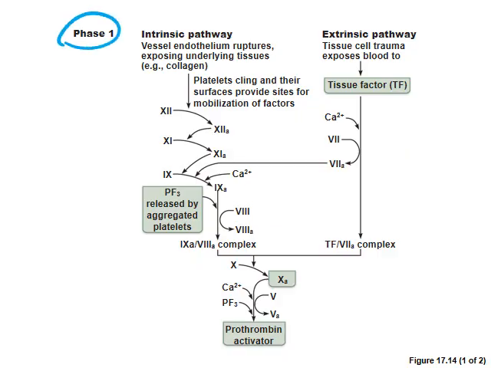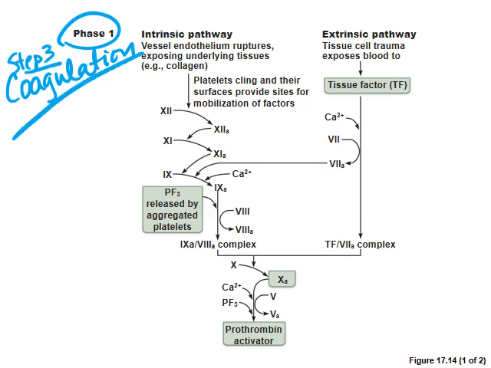Okay, this is going to be phase 1, but remember we're still talking about coagulation. All right, so coagulation is step 3 of clotting or hemostasis, but we're talking about phase 1 of coagulation. So here's the intrinsic pathway. If the endothelium ruptures and you expose the underlying tissues, and that would be connective tissue with collagen being exposed, the platelets are going to cling and they're going to start the mobilization of these factors.